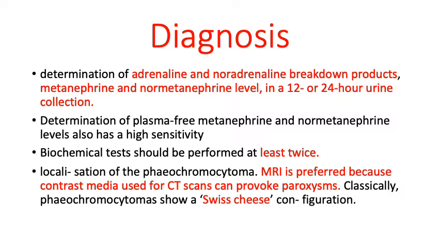Localization of the pheochromocytoma using MRI is preferred because the contrast media used for CT scan can provoke a paroxysm of secretion of adrenaline. And classically on MRI, the pheochromocytoma will show a Swiss cheese configuration, like in this picture.